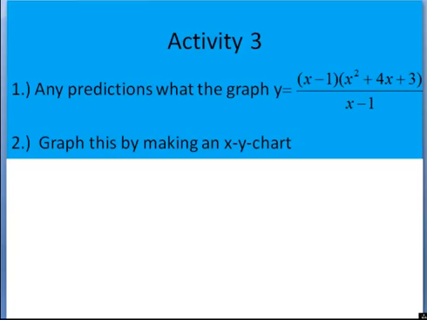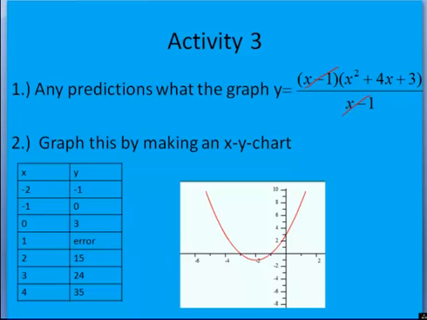Finally, make a prediction about this graph right here. Again, you're probably seeing that. Go ahead and graph it, make your XY table, and what you'll notice is that we might as well have just graphed x squared plus 4x plus 3, but we have that error because of that factor that's on the top and bottom.